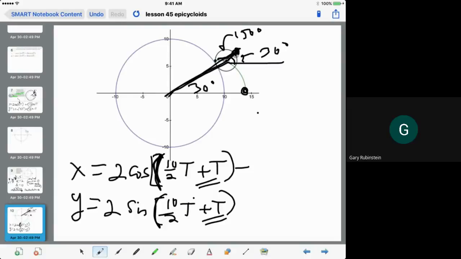The center of the circle is 12. It's not 10 because just like before, it's not on that circle. The center is going around a circle of radius 12. So 12 cosine t, 12 sine t. And that is the equation for the epicycloid.